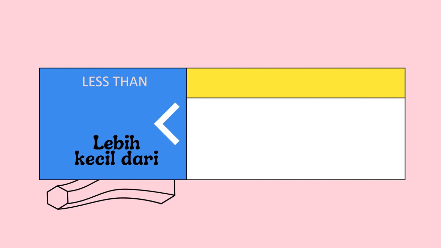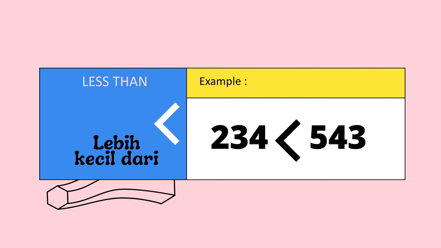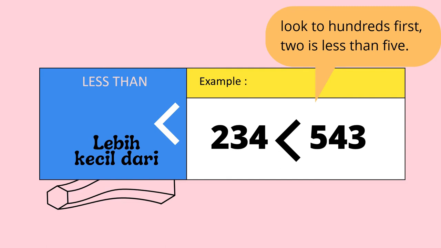How about less than? Less than adalah lebih kecil dari. The opposite, kebalikannya. For example, 234 less than 543. 234 lebih kecil dari 543. Look to hundreds first. 2 is less than 5. Lihatlah ratusannya. 2 kurang dari 5. Atau 2 lebih kecil dari 5. Maka tandanya benar jika tandanya lebih kecil dari.